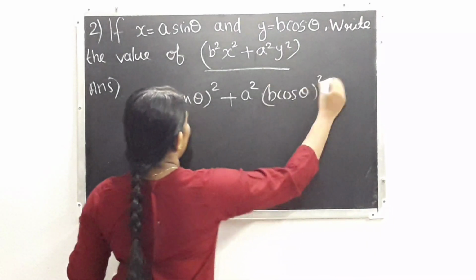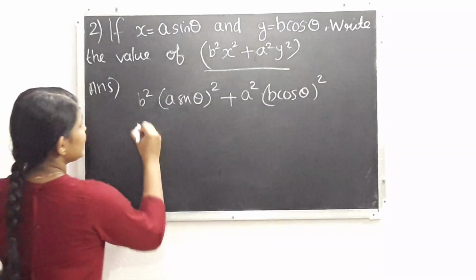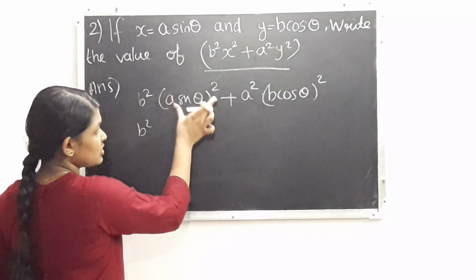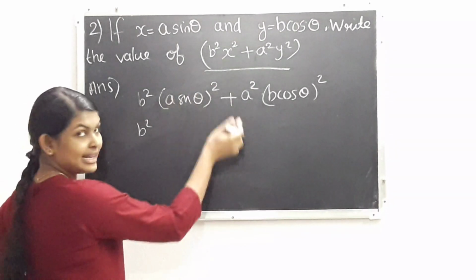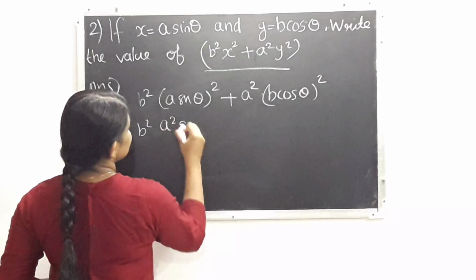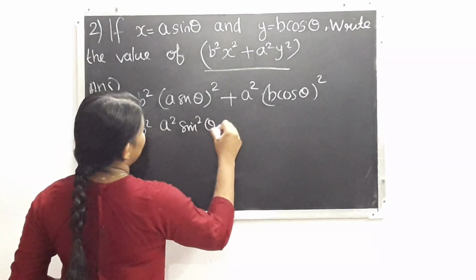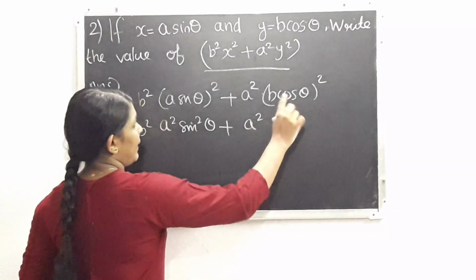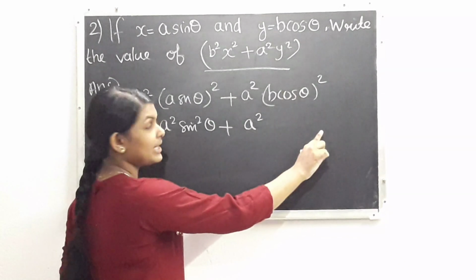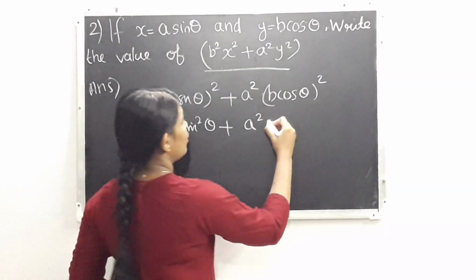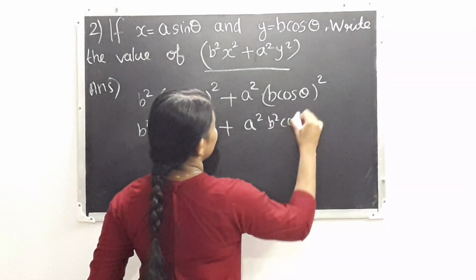Okay. Now we can expand this one. So b square into (a sin theta) the whole square will become a square sin square theta. Okay. So b square a square sin square theta plus a square into (b cos theta) the whole square will become b square cos square theta. Okay. a square b square cos square theta.